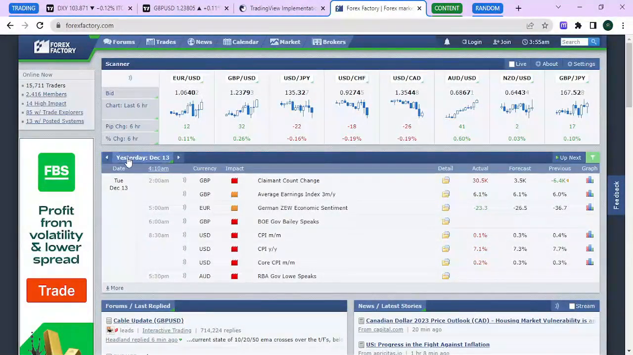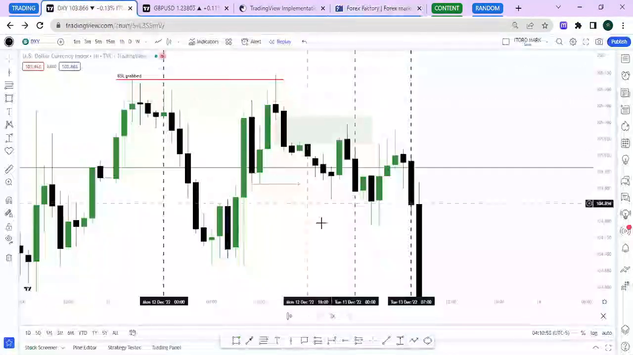Let's go back to yesterday. As you can see here, at 8:30 a.m. New York time, you have the CPI news. You have all this USD news here. So I'm conscious of 8:30. Is there a setup before 8:30?